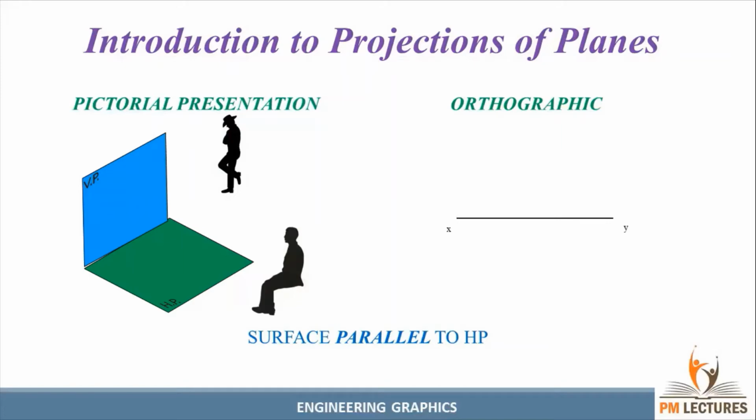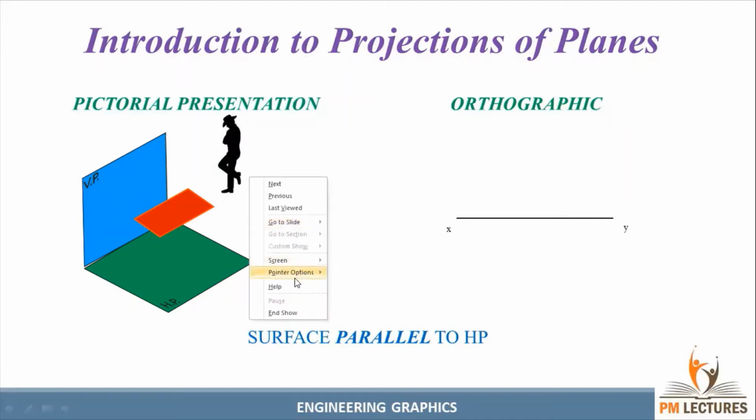See, I have two persons there. One is viewing from the top view, and the other is viewing from the front view. So we have a plane here. The plane is parallel to HP. Please note, guys, the plane is parallel to HP. If it is parallel to HP, you can get the true shape in the HP. So I will show you how.